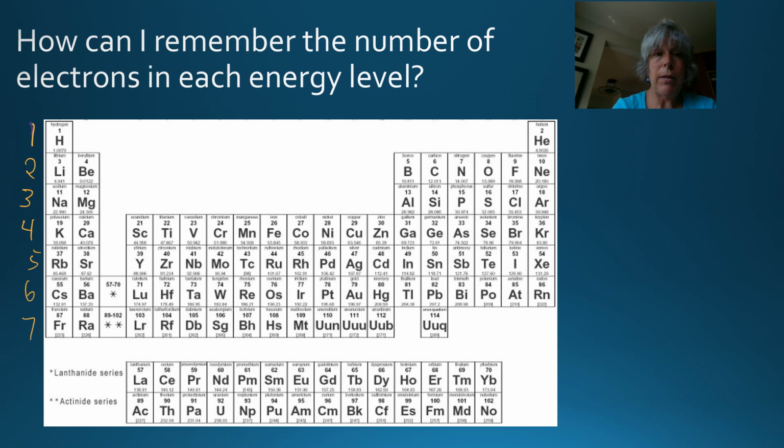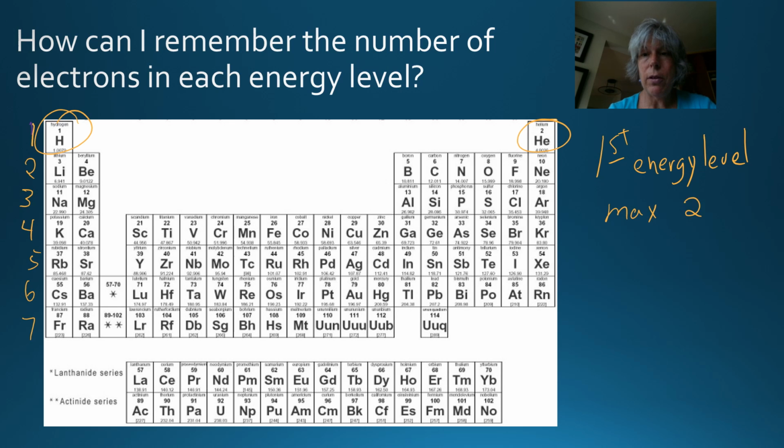There are 2 elements in the first row of the periodic table. The first energy level can have a maximum of 2 electrons. The second energy level, there's a total of 8 elements in the second row. So the second energy level can have a maximum of 8 electrons. Now the third energy level is where it gets tricky. The third row has 8 elements. So the third energy level for us is going to have 8 electrons on the third ring.